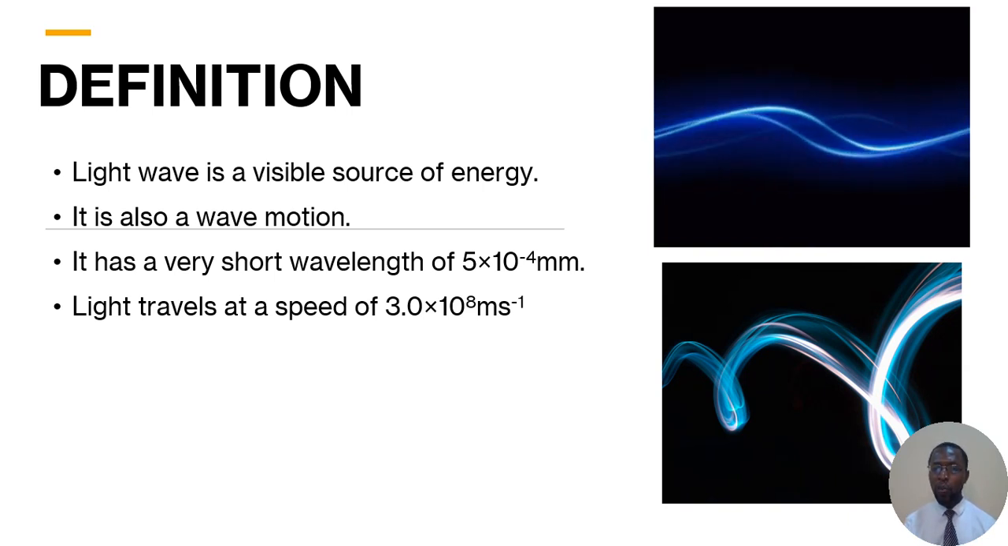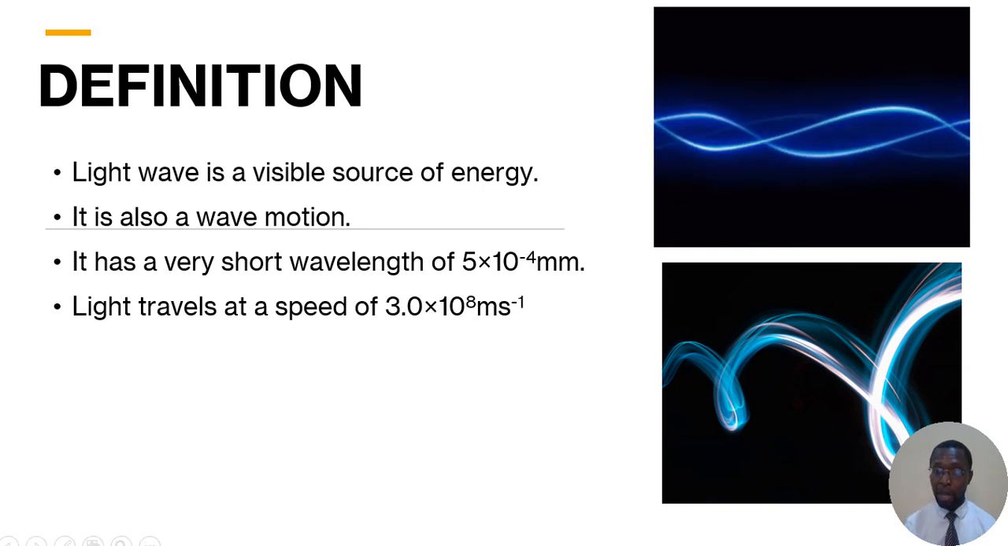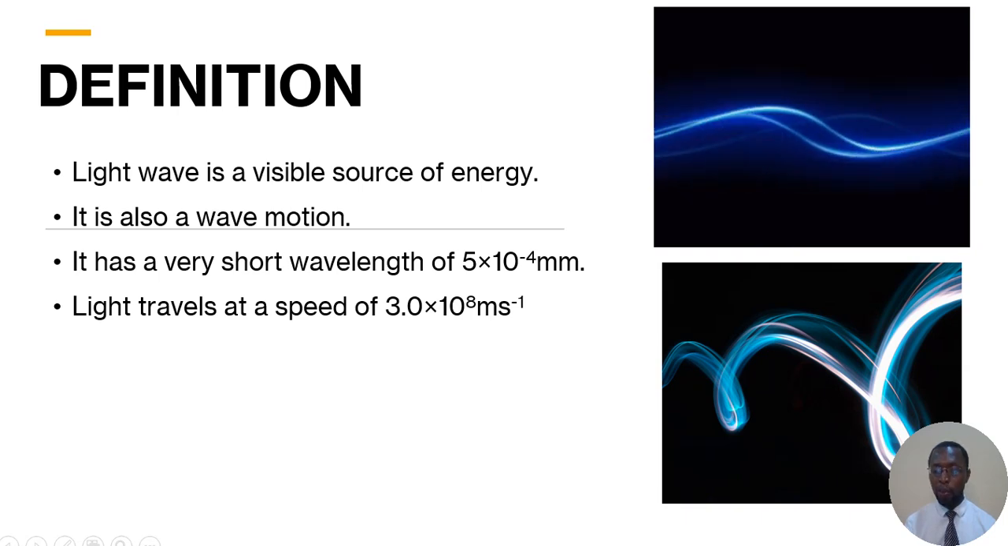And lastly, the speed of light is 3.0 times 10 to the power 8 meters per second. So you could see that the speed of light is very high. Someone moving with the speed of light, you could see that the person has very high speed.